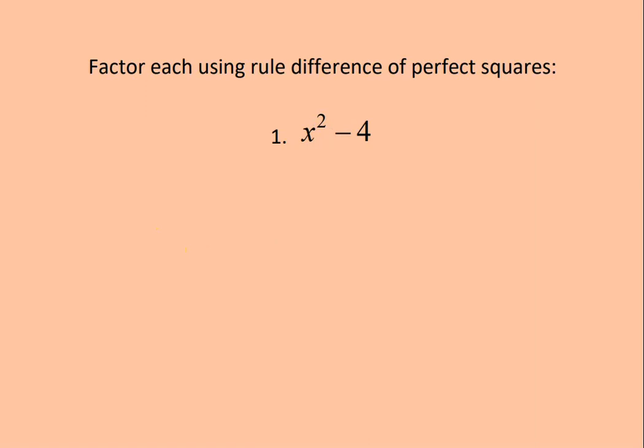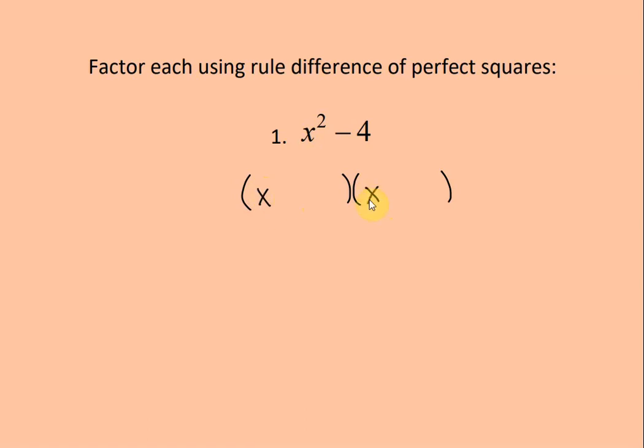To factor using the factoring rule difference of perfect squares, our result is going to be two binomials. So I'm going to go ahead and write two sets of parentheses because I'm going to fill this in with two binomials. And all we have to do is take the square root of each part of our binomial. The square root of x squared is x.